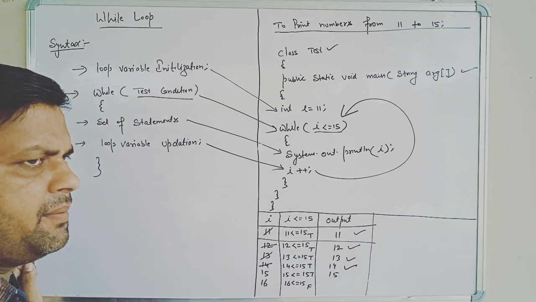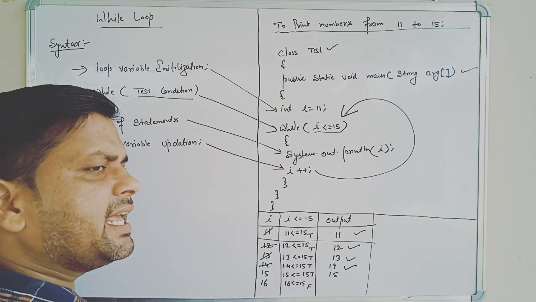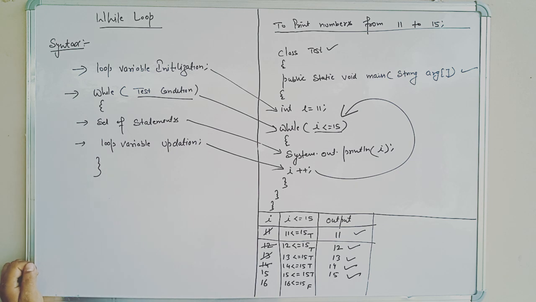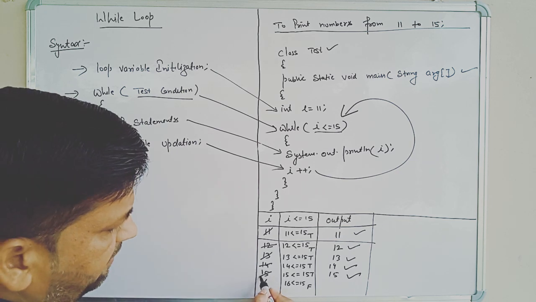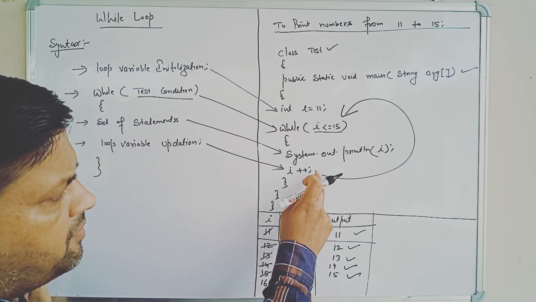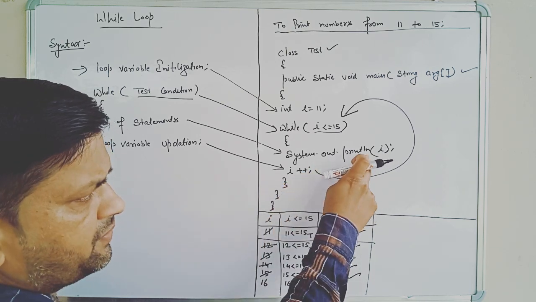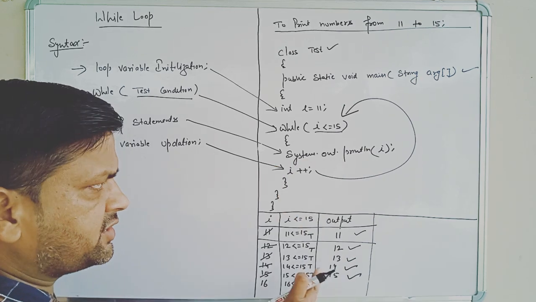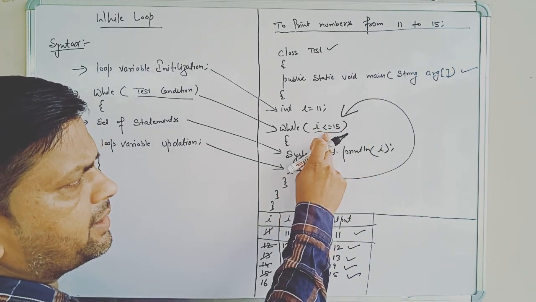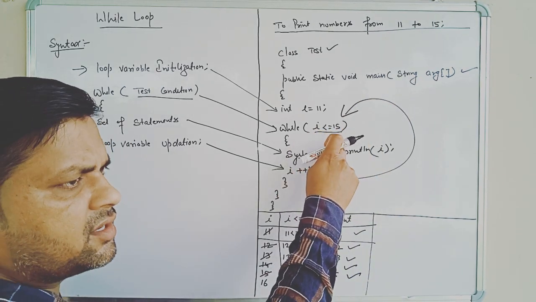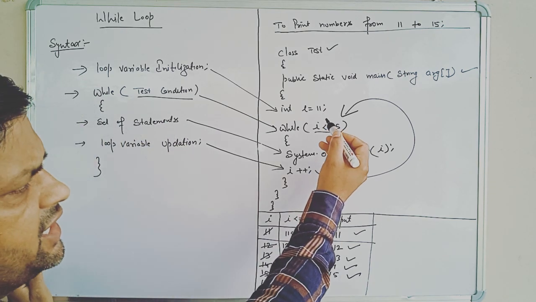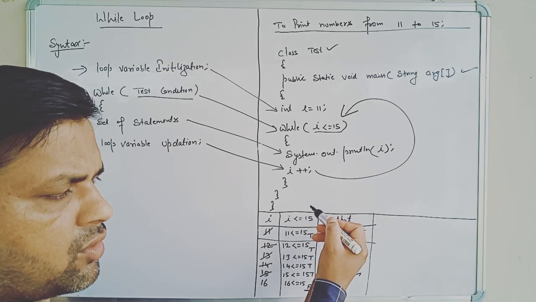Next time i will be 15. 15 less than equal to 15, condition true. So what will be printed on the screen? 15. After printing 15, it will update and the i value will become 16. So again it will come back over here, 16 less than equal to 15, the condition will be false. Once the condition is false, it will come out of the loop.